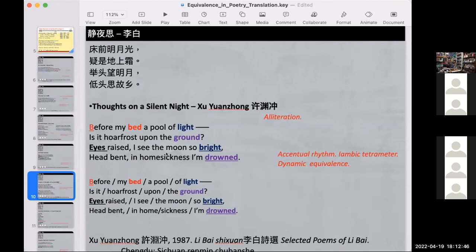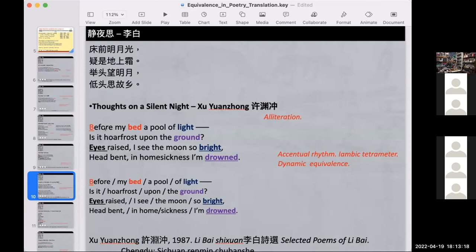He tried to show off his mastery of English rhythm, English meter. Since the poem he translates is a classical poem, he also tried to render it into classical meter in English. So this classical meter is: before my bed a pool of light. This is called tetrameter, iambic tetrameter in English.